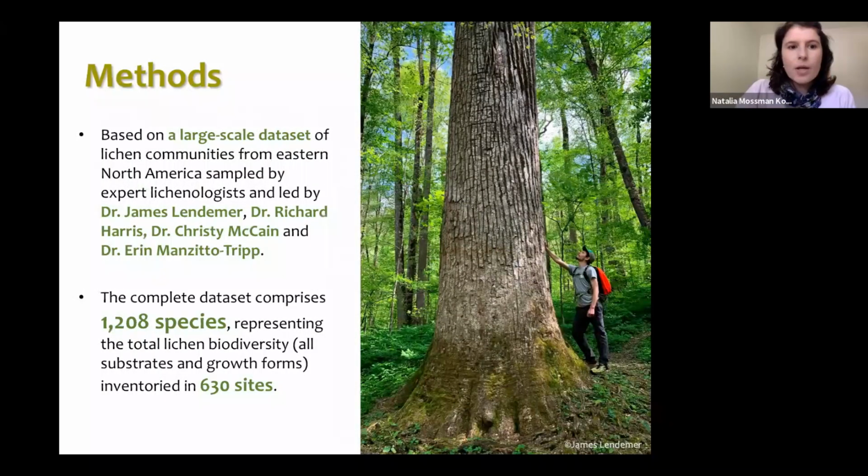To answer this question, we used a large-scale dataset of lichen communities from Eastern North America that was sampled by expert lichenologists and led by Dr. James Landmer, Dr. Richard Harris, Dr. Christy McCain, and Dr. Aaron Manzito-Tripp. The complete dataset comprises 1,208 species, and it represents the total lichen biodiversity, which means all substrates and growth forms that were inventoried in 630 sites.